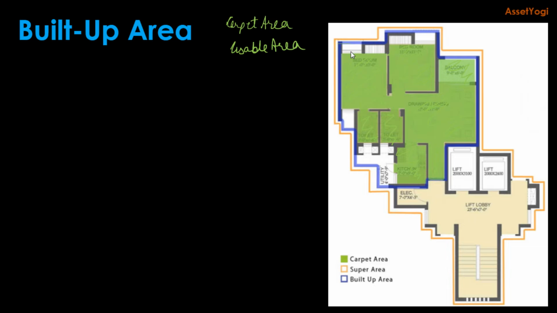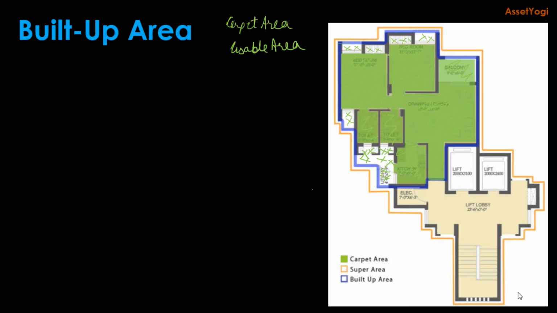Then any utility ducts or shafts like these shafts, these are also not included in the carpet area. Then these recesses for windows are also not included in the carpet area. Then again there is one more shaft here. This is also not included in the carpet area.